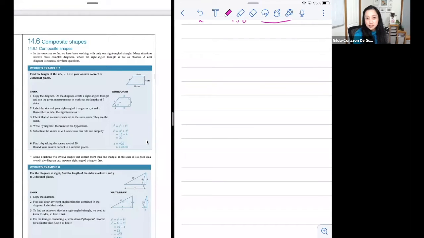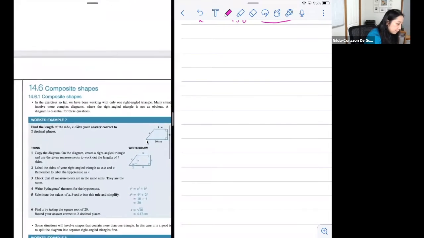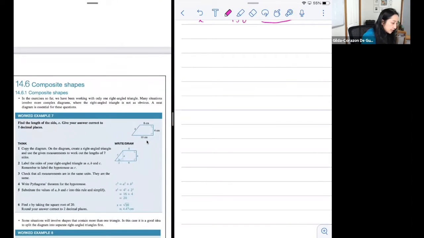And sometimes when we talk about perimeter, there would be some missing sides. Now, some of them you would be able to figure out using your Pythagoras theorem, just like the first example that we've got there. It says there, find the length of the side x, give your answer correct to 2 decimal places. So this figure here, who can name that quadrilateral? It's got 4 sides. What's the name of that quadrilateral? We'll give you a clue. It starts with a T.